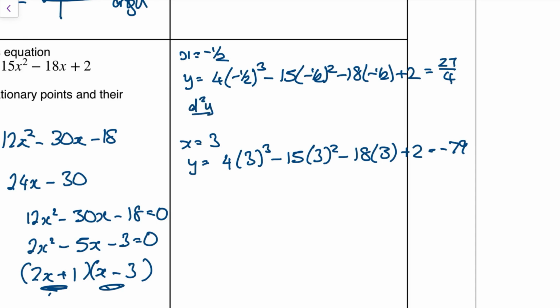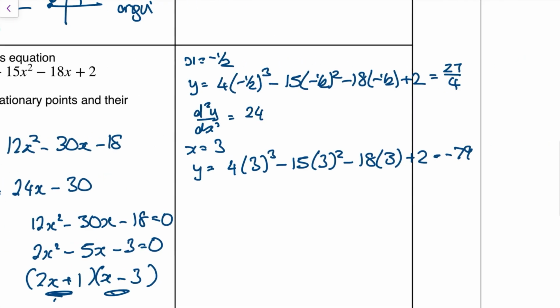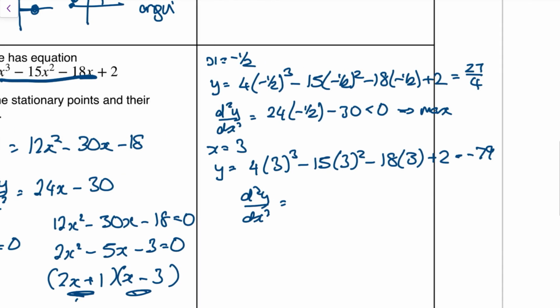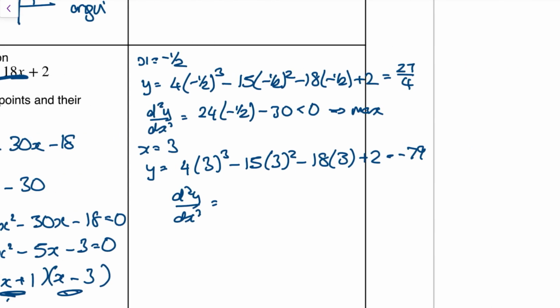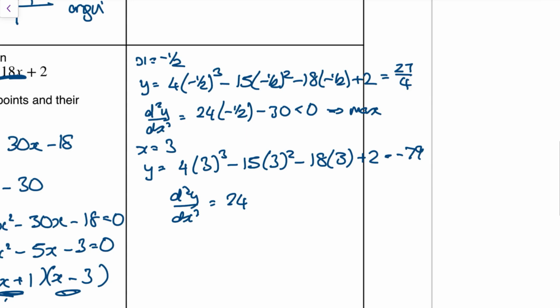Now I know they're turning points because the gradient is 0, that's where I got the points from. So then I need to do d2y/dx squared, which is 24x minus 30. So it's 24 times minus a half, minus 30. 24 times minus a half is minus 12, minus 30 is definitely less than 0, which implies a maximum. And then d2y/dx squared for x equals 3. Before I even work this out, I know this is a cubic, so there's going to be a turning point that's a max and a turning point that's a min. So if this isn't a minimum, in other words not greater than 0, I've made an error. So let's quickly check it. 24 times 3, take away 30, and that's definitely greater than 0, so therefore minimum.